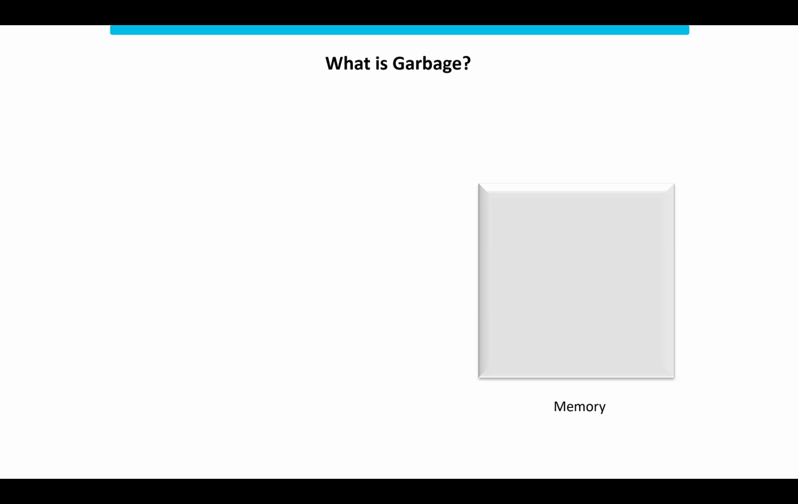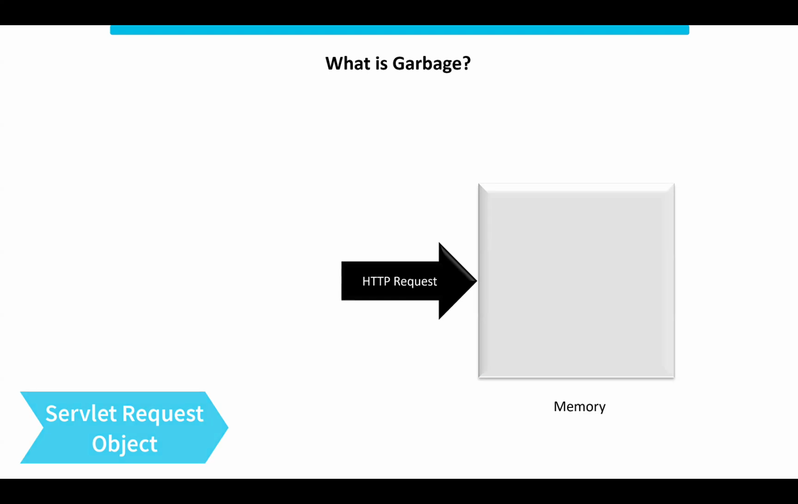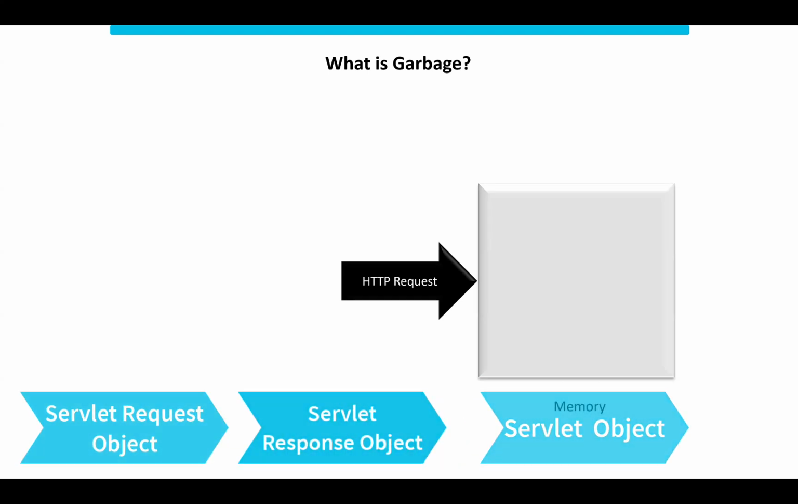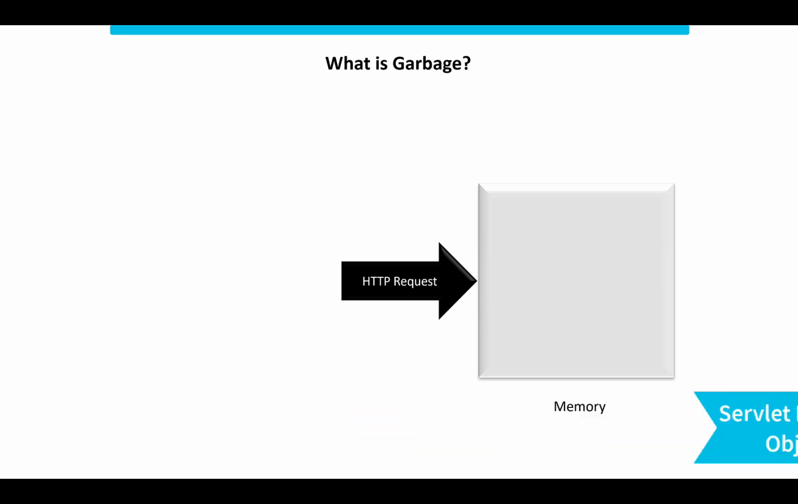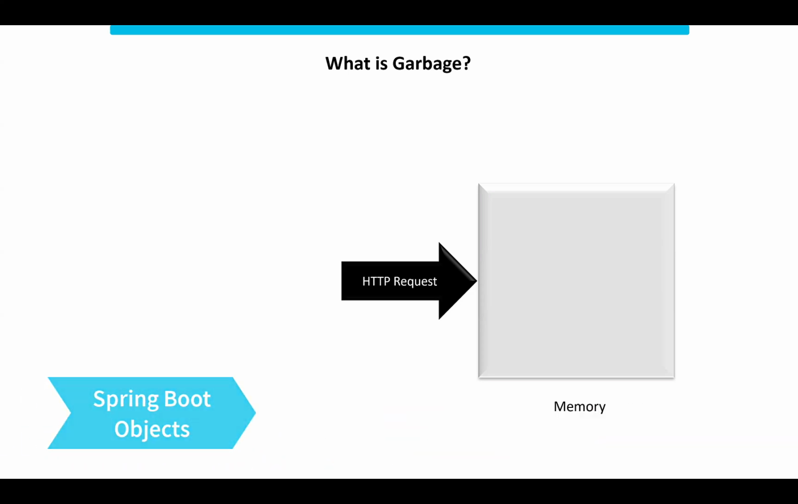Let's see what happens when a request comes to this memory. Let's say a sign-on request comes to your application. Just to service a simple sign-on request, our application is creating thousands of objects. So what are those thousands of objects? Let me say a few of them. When a servlet request comes, we create a servlet request object, a servlet response object, and then a servlet object. And if you use Spring Boot kind of frameworks, then it creates its own set of objects.